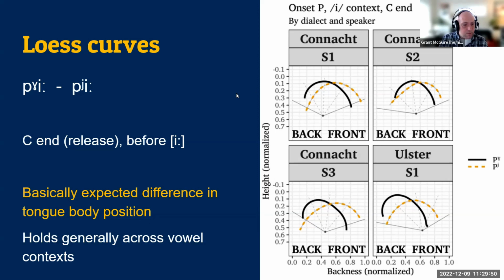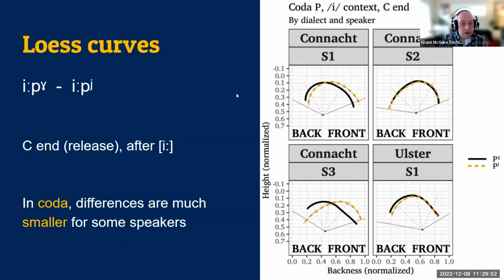And if we move on and look at the coda version of this contrast, then this specifically is the end or the release of the vowel, sorry. We see that for a couple of our participants, we see a maintenance of that contrast, but we see it collapsed for two of the other participants. So in coda, these differences are smaller for some of these speakers.